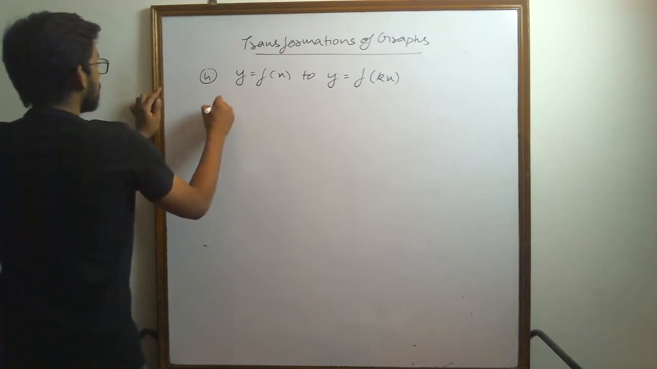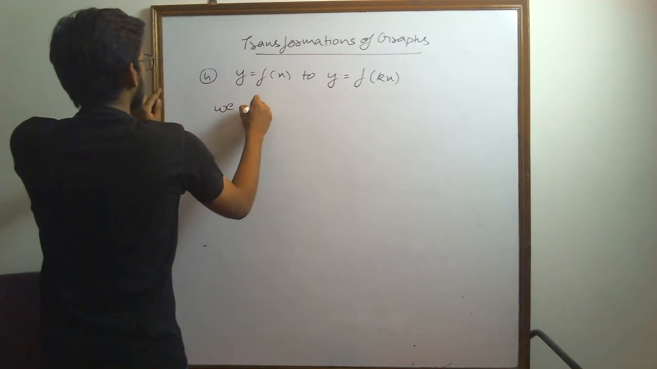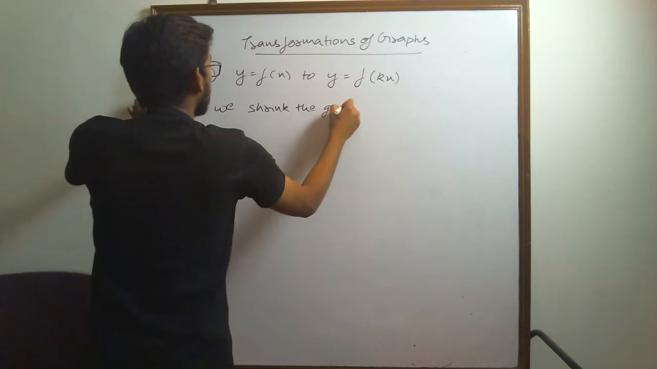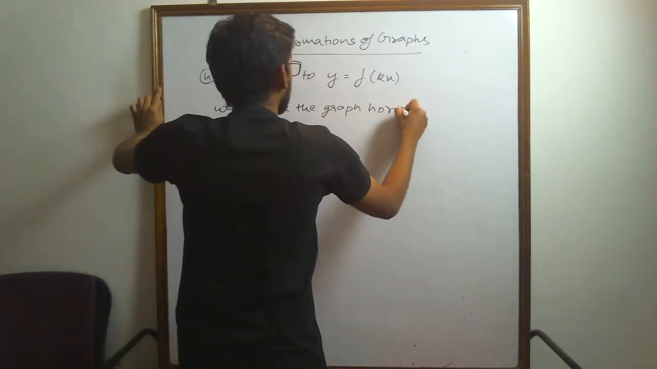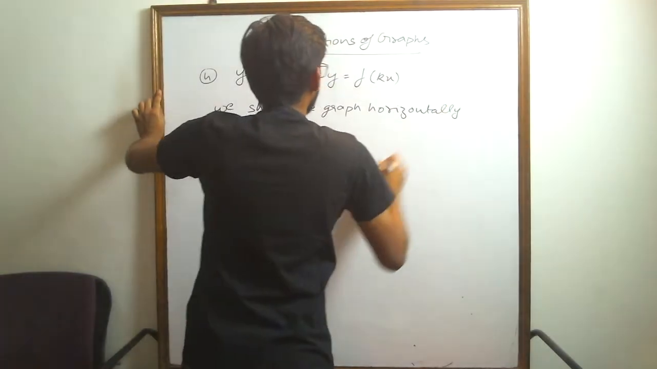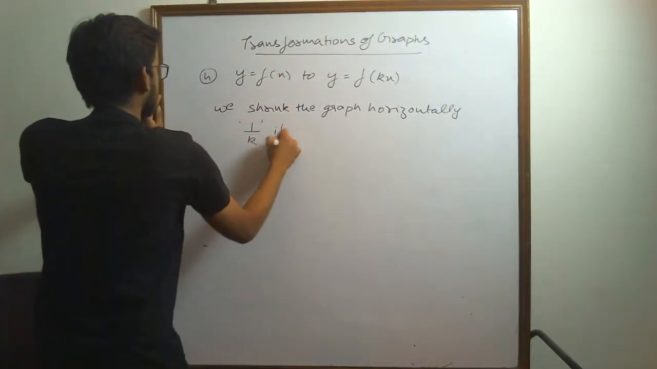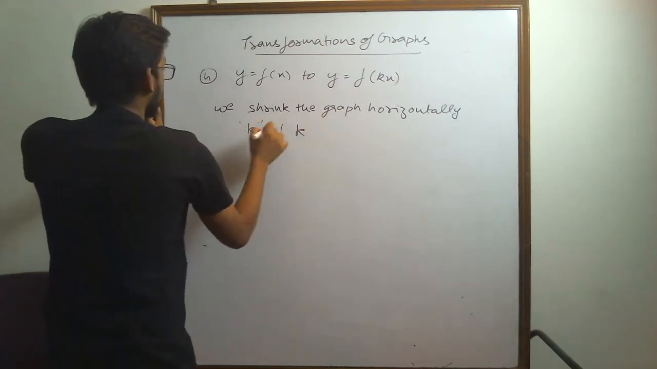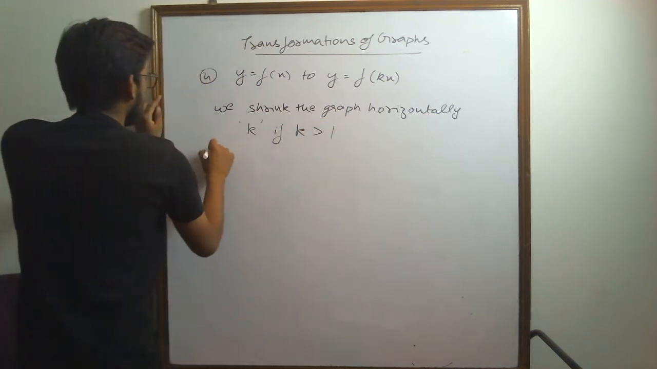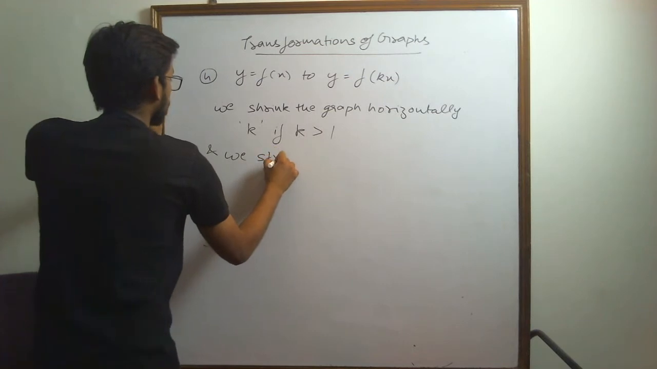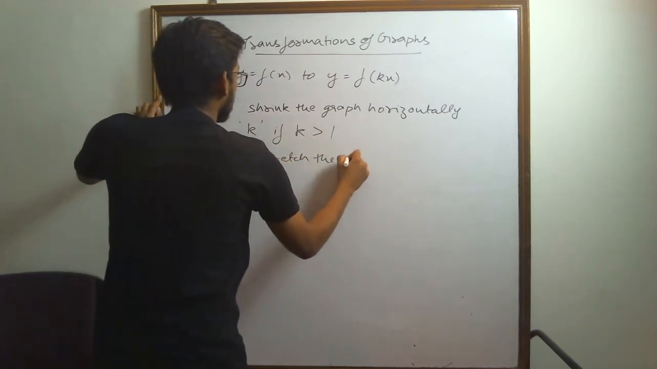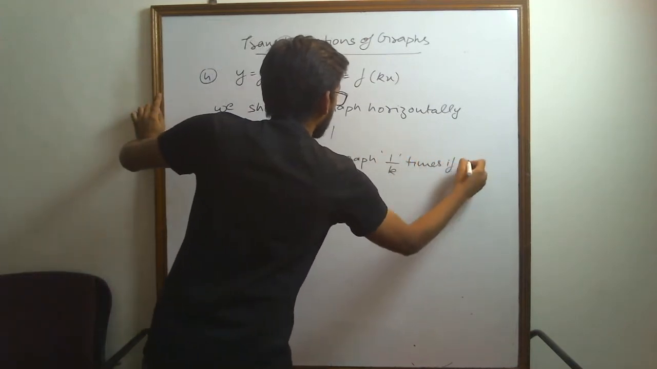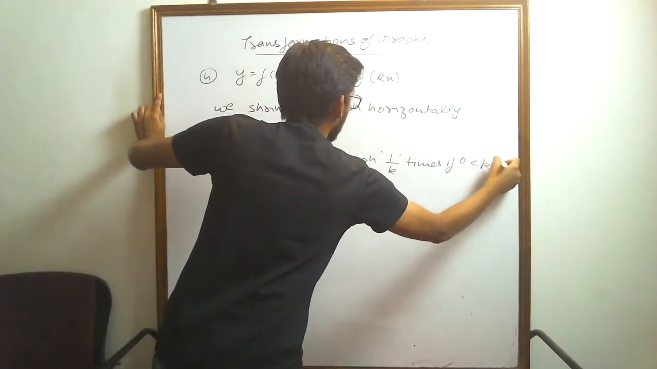For this, the transformation is we shrink the graph horizontally 1 by k times if k is greater than 1, and we stretch the graph 1 by k times if k is greater than 0 and less than 1.